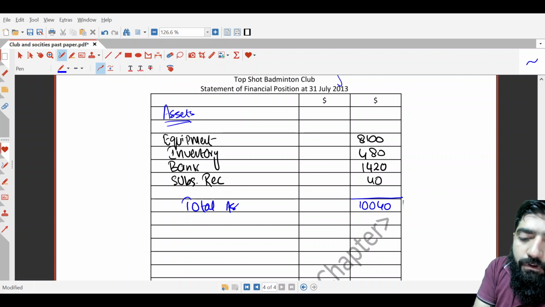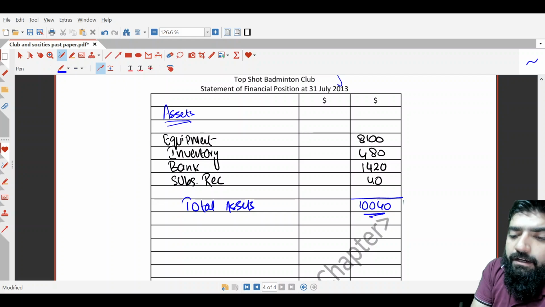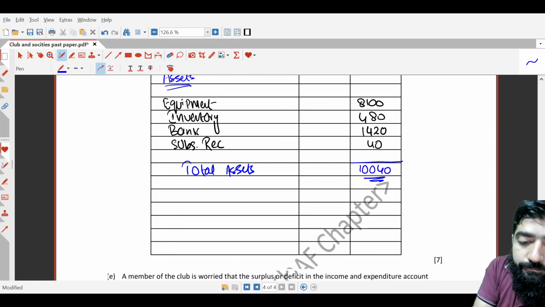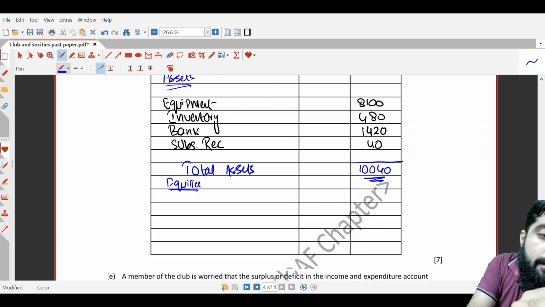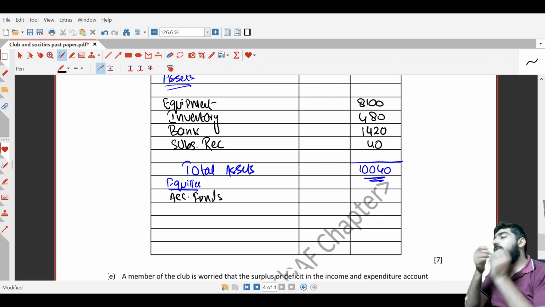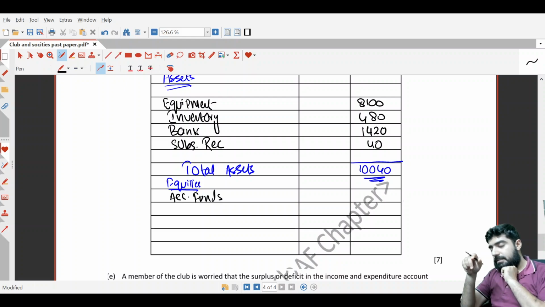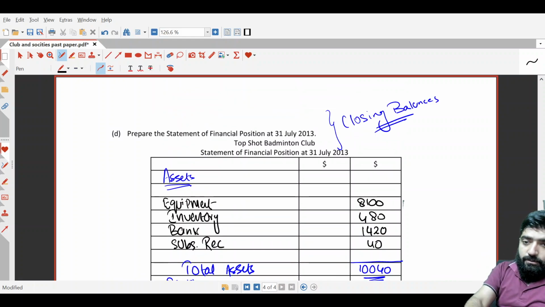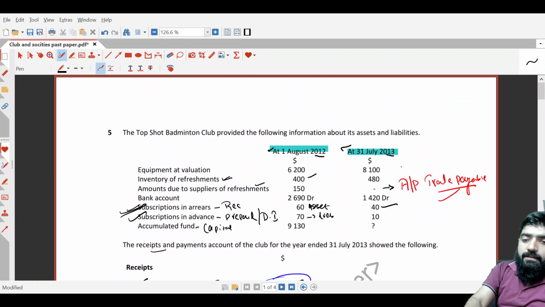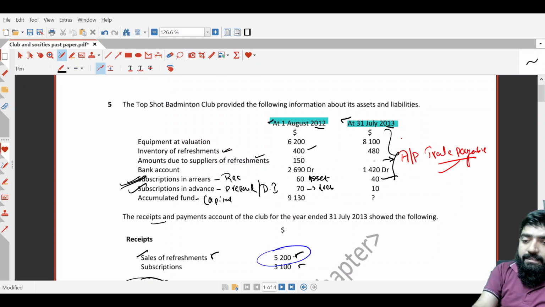Now let's move on to the other side of the balance sheet. That is the equities. Do we have equities in the question? Accumulated fund. Excellent. But there we have to find the closing balance. How are we going to calculate the closing balance? Opening balance is given, and closing assets minus closing liabilities. The closing assets are given over here, that is the second column.